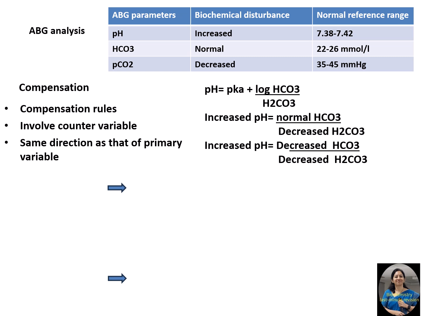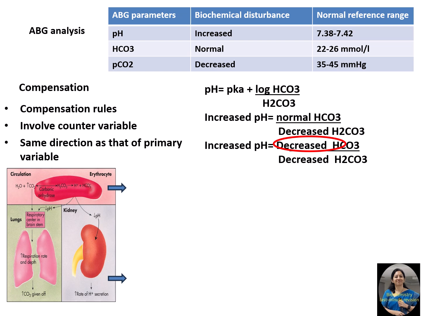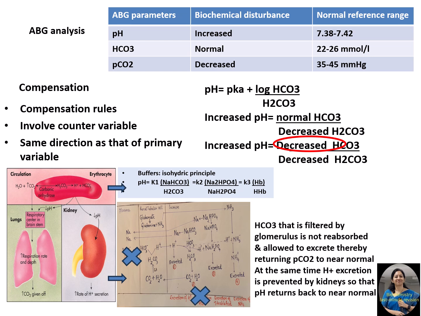Compensation involves the counter variable. The counter variable for carbonic acid is bicarbonate here, and it moves in the same direction as that of the primary variable. So the body has to decrease the bicarbonate level. Now how is this done? All the three mechanisms of regulation of pH come into force. First is the buffer, which will try to resist the change in pH but will not go to completion. Lungs cannot regulate the pH because they themselves are involved in the disease process. So the main compensation is by the kidney, where the bicarbonate that is freely filtered by the glomerulus is not reabsorbed and is allowed to be excreted, thereby decreasing the concentration of bicarbonate.